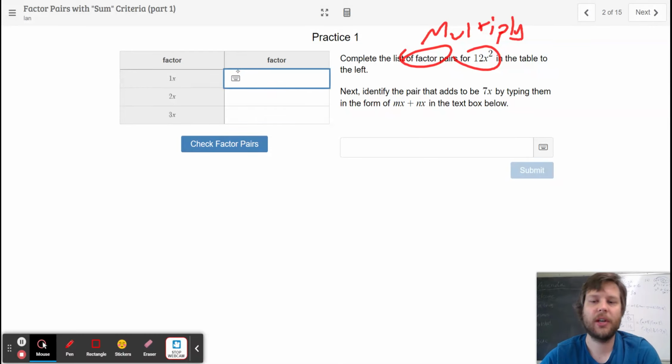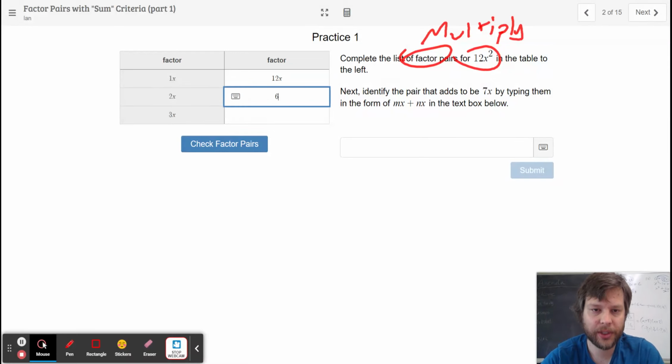And so we're trying to make sure that everything always multiplies to make 12x squared. And so if I start with 1x, I need to multiply 1 times 12. 1x times 12 makes 12x. So if I want to make 12x squared, I need to multiply by another x. So now 1x times 12x makes 12x squared. 2 times 6 and x times x. 3 times 4 makes 12, x times x makes x squared.